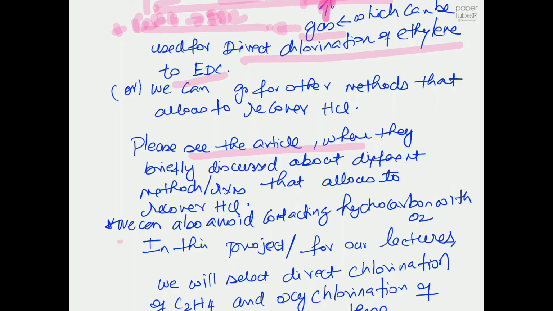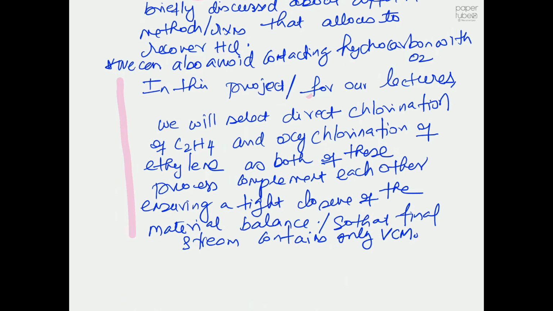So, I wrote a few things already here. As I said, in this project, or at least for our lectures, we will select the combination of direct chlorination of ethylene and oxychlorination of ethylene. As I said, these processes complement each other and ensure a tight closure of the material balance. So remember this tight closure of material balance.